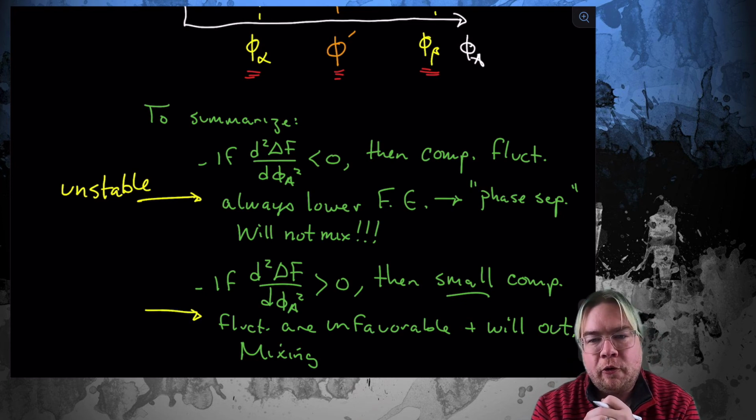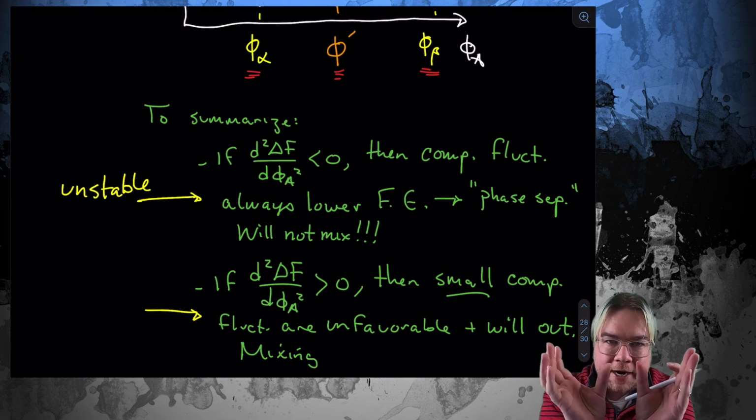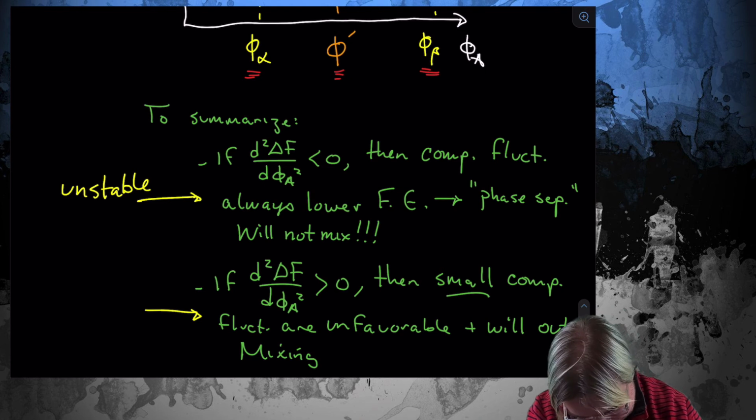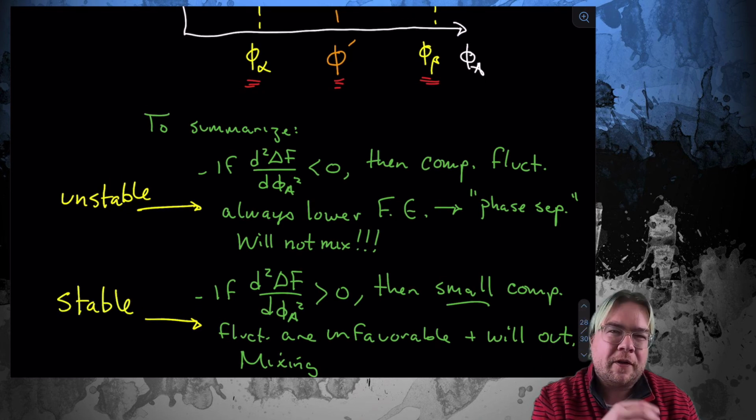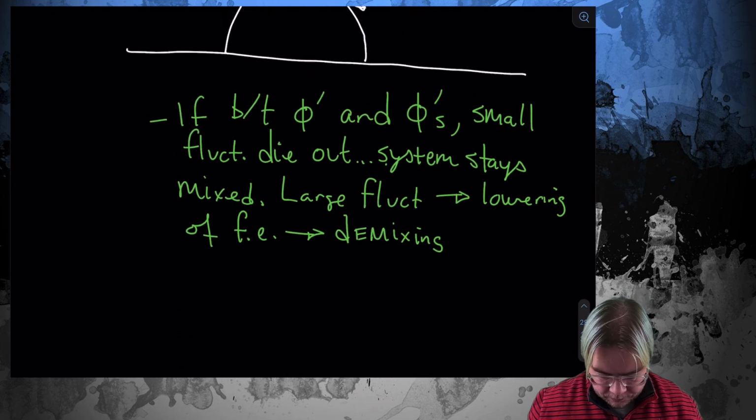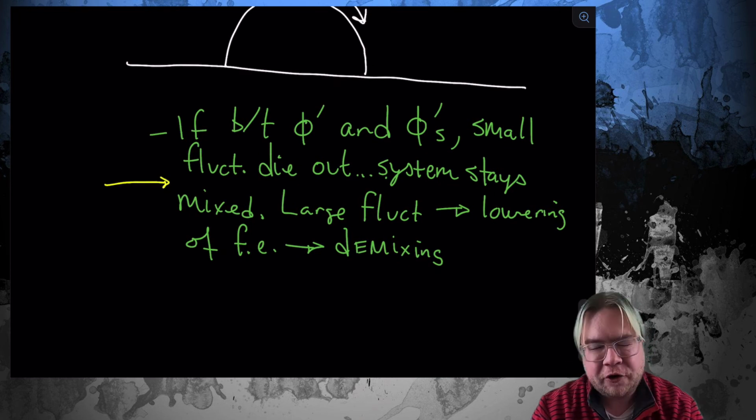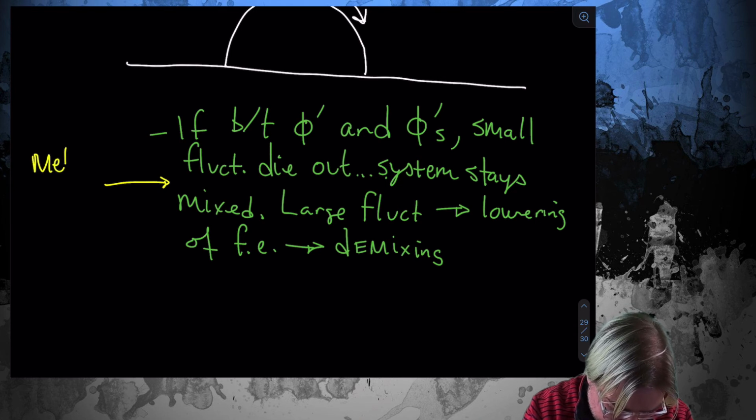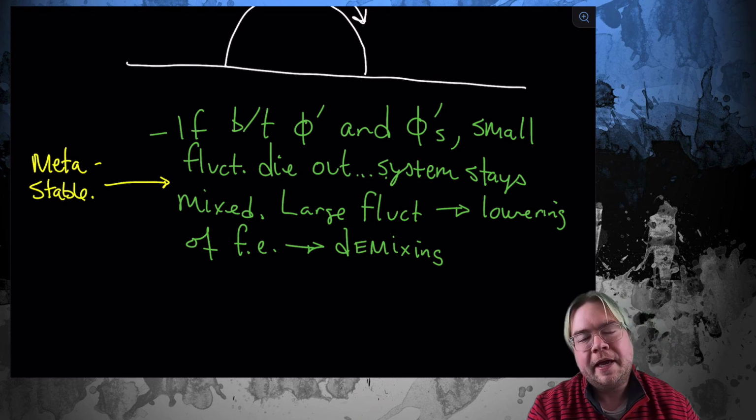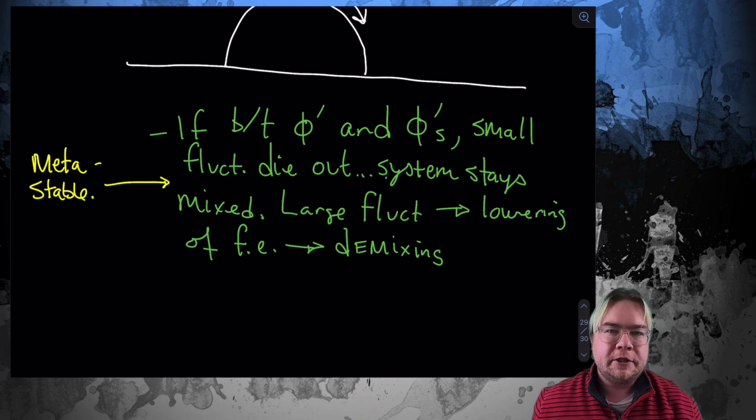If you're close to the spinodal point, or if you're close to the binodal, and you're right at that point, the binodal points, I guess I should say, are stable. If you're at or around the binodal point, they're pretty much stable. In this case, if you're between the binodal and the spinodal point, the system is metastable. It'll stay mixed until there's a large enough fluctuation to cause it to demix.